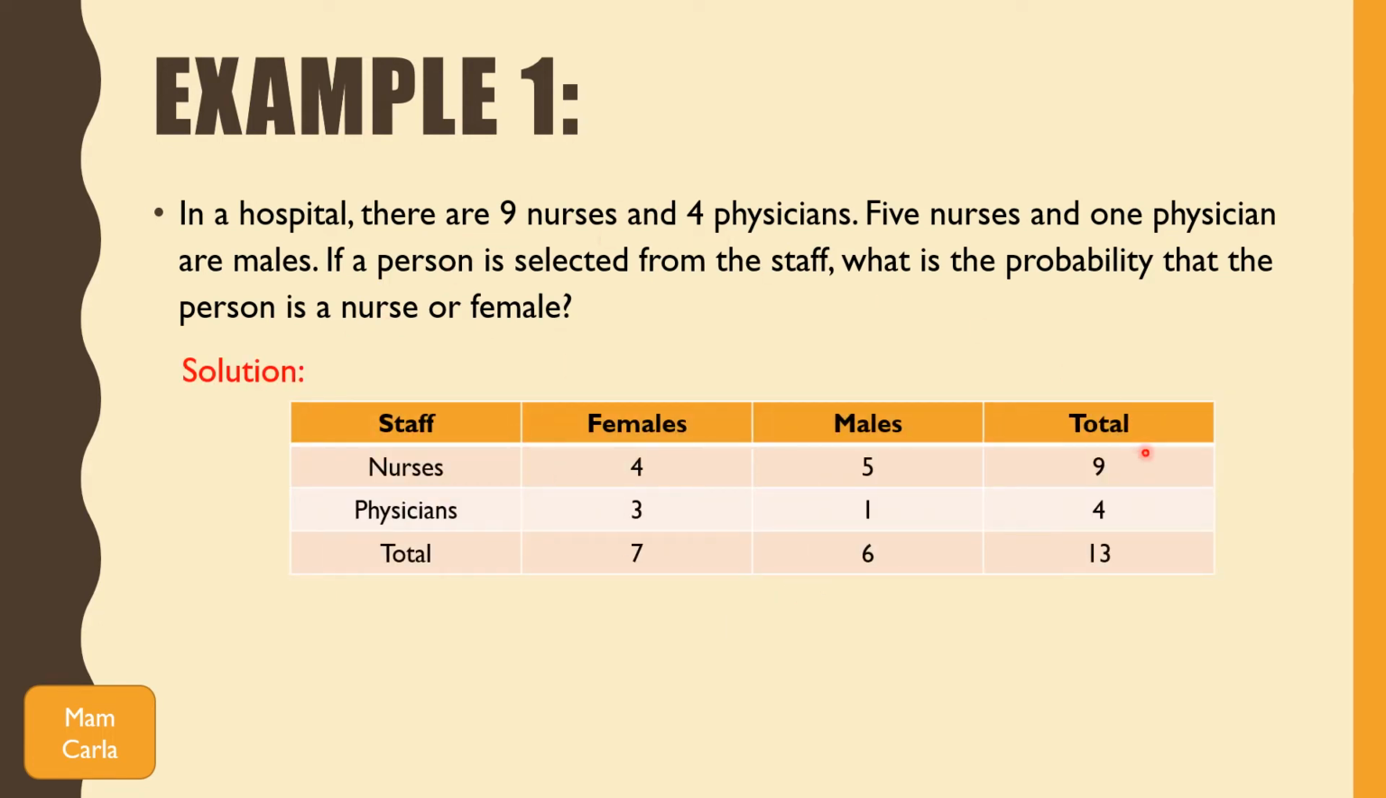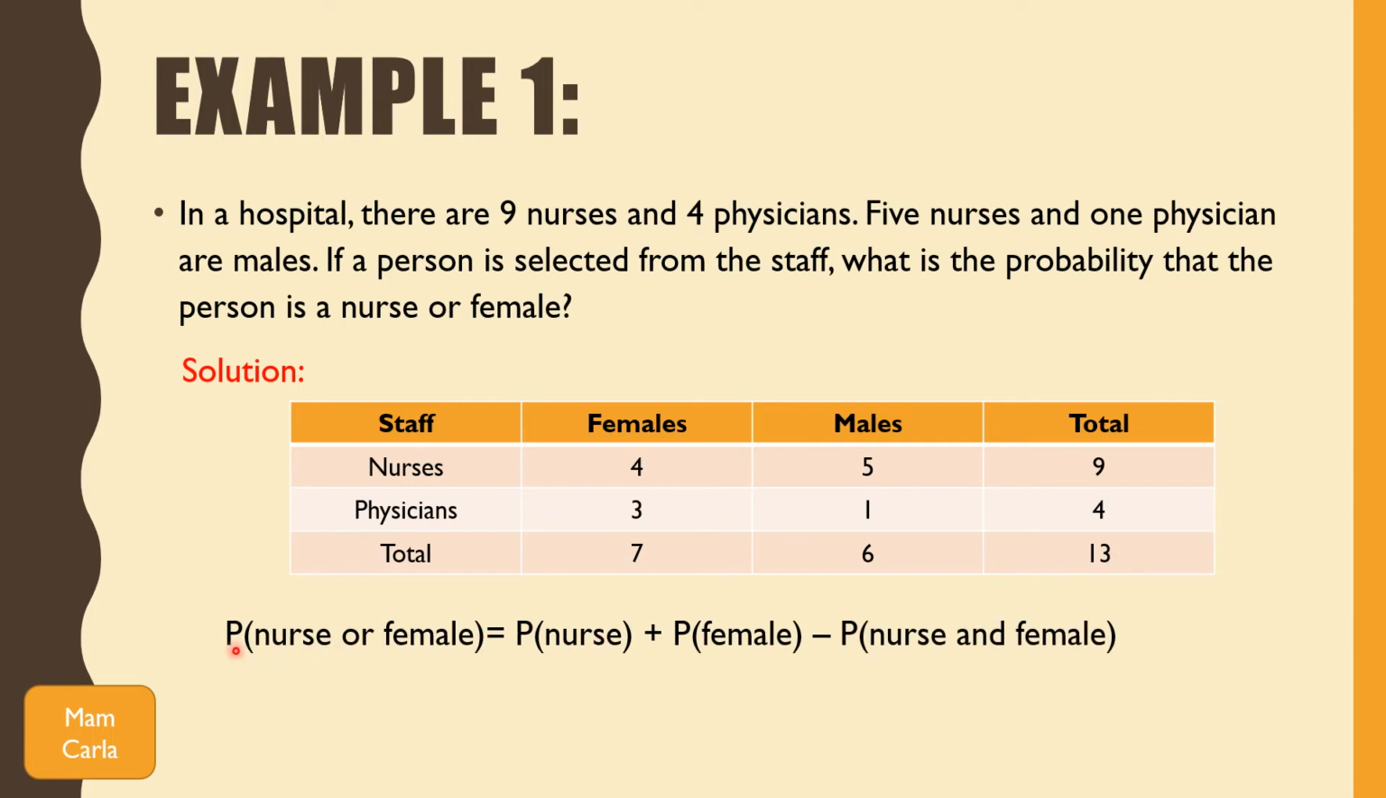So we started here to identify that we have 9 nurses and 4 physicians in total. So we have nurses, which is 9, physicians, which is 4. And since we have 5 nurses and 1 physician are males, so we have 5 male nurses, and 1 male physician here. So it means that for females, we have 4 female nurses and 3 female physicians. So for a total of 13 staff.